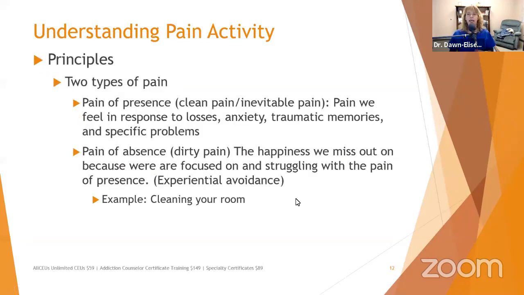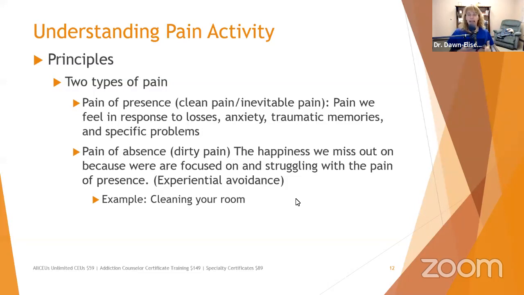2 types of pain. The pain of presence, also called clean pain or inevitable pain. This is the pain that happens in response to losses, anxiety, traumatic memories, and just different specific problems. This is your brain's initial response. Like we've talked about that HPA axis and the fight or flight response. This is your brain's initial response to, there is a threat or there is a problem here, and it's sending off those warning bells. That is clean pain. Just like a smoke alarm, that would be kind of your body's clean pain, your body's smoke alarm, saying there might be a problem, or maybe even there is a problem. And then you decide what you do about it.